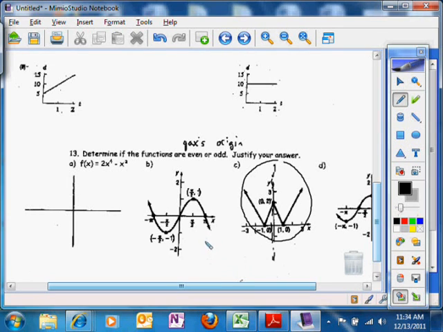Origin symmetry is when you're looking at the function and it looks the same as it did regularly when you turn it upside down. B is an odd function because of the fact that it has origin symmetry.